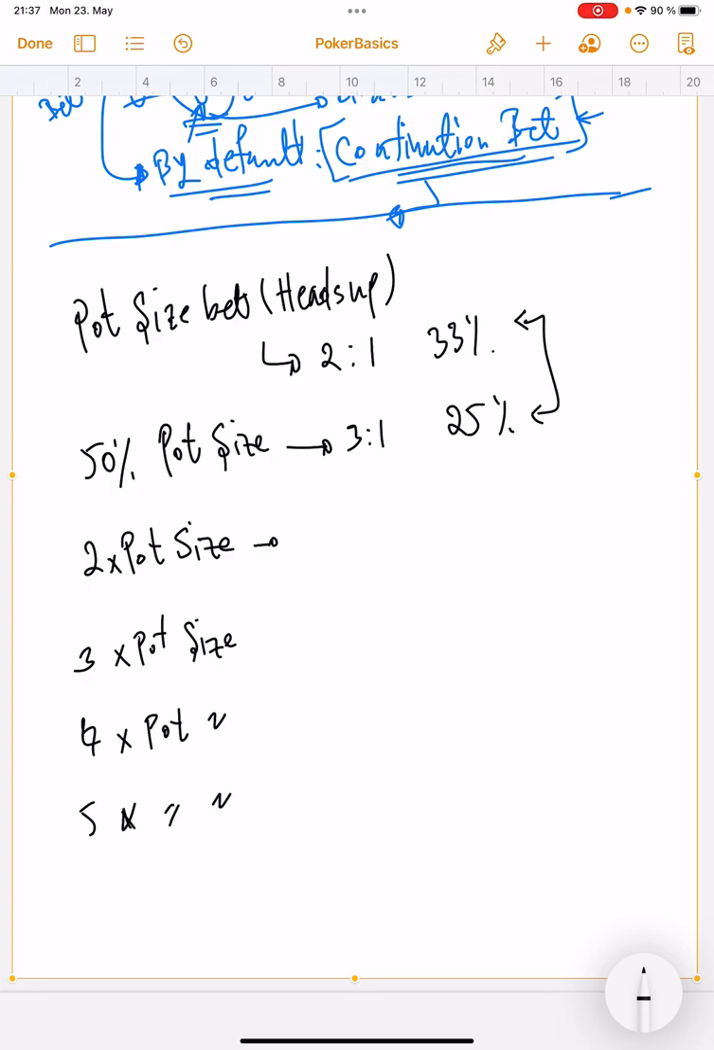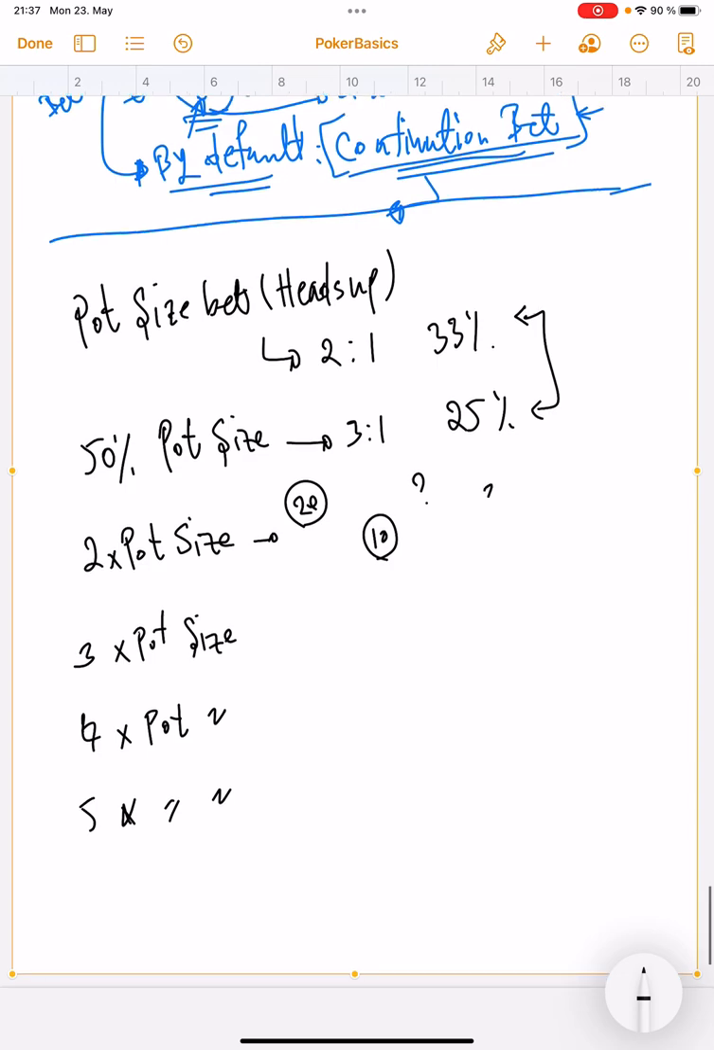If we make it 2 times, we go with a simple example. Suppose 10 is the pot size, and the guy bets 20. Your reward will be 30 plus these 20, and then your risk will be 20 to call. So this will be 3 to 2, and basically this is 2 over 5, or 40%.